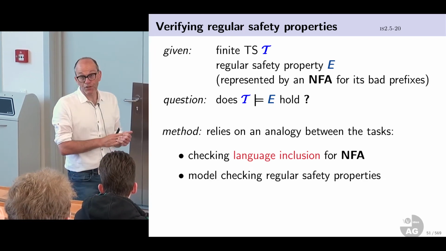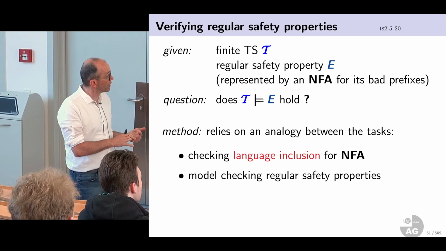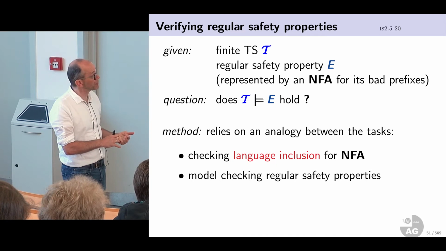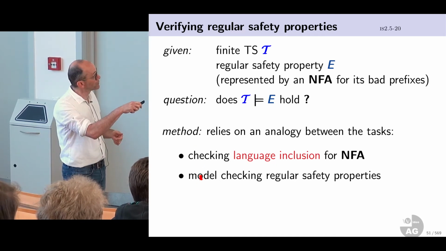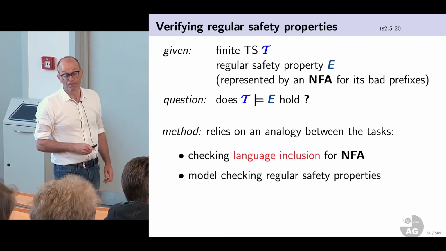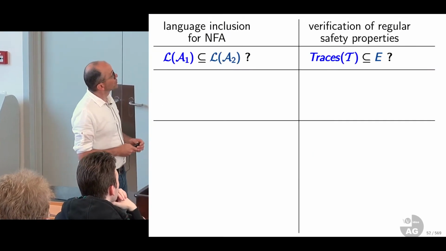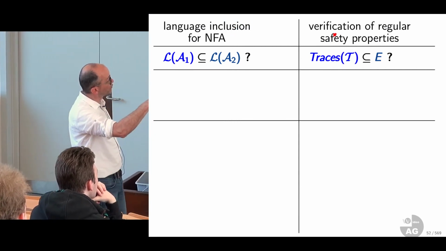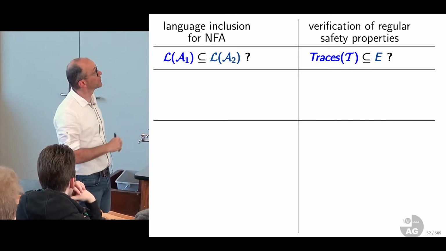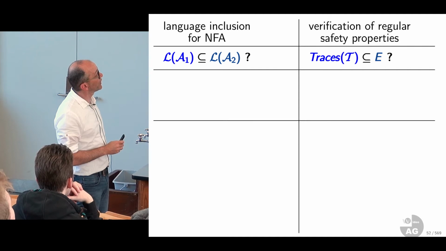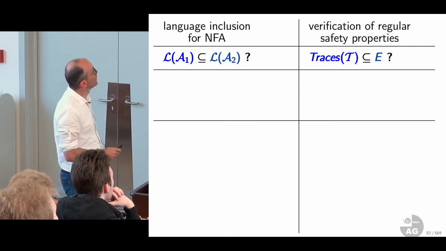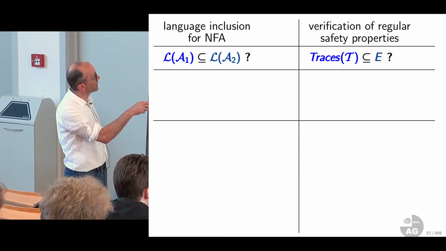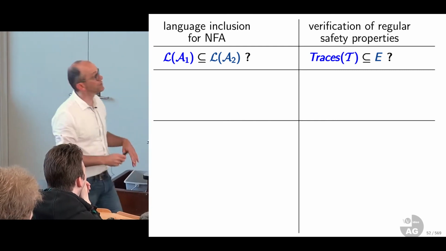So the method relies on an analogy between the following two tasks: checking language inclusion for NFAs and model checking of regular safety properties. We're going to see on the next slide that those two problems are very strongly related. Good. So here I have a slide where in the left column it's the language inclusion for NFAs. On the right column it's the strategy that we're going to pursue, and I'm going to detail this in the next part of the lecture to verify regular safety properties. So here the question is, given two NFAs, is the language of automaton 1 included in the language of automaton 2? And you see there is a similar question here.